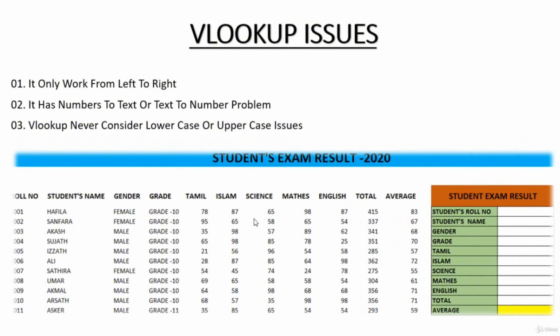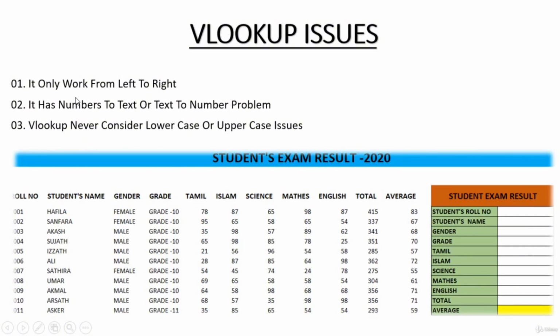There are three major issues we will face when we use the Vlookup function. The first one is that it only works from left to right. If you use the lookup value student name, it means we are going to search based on the student name, right? So student name is the lookup value, and it will work left to right. It means you can retrieve the data gender, grade, Tamil, Islam, science, maths, English, total, average. But you can't get roll number, because it will not work right to left. That is the first issue.